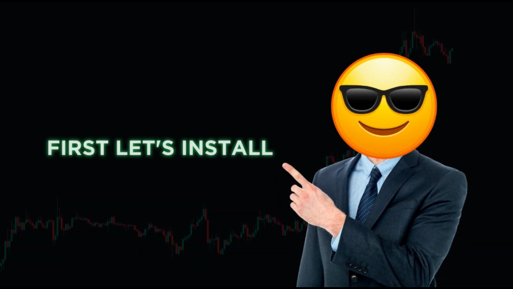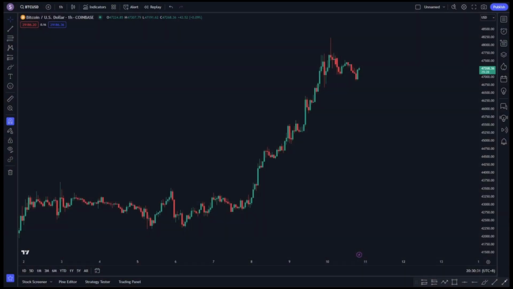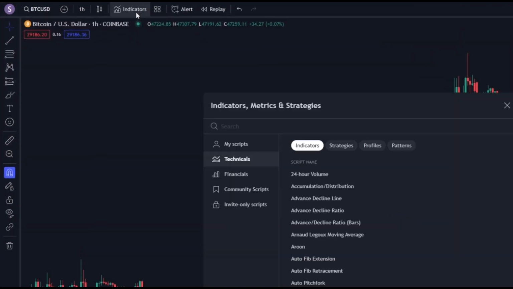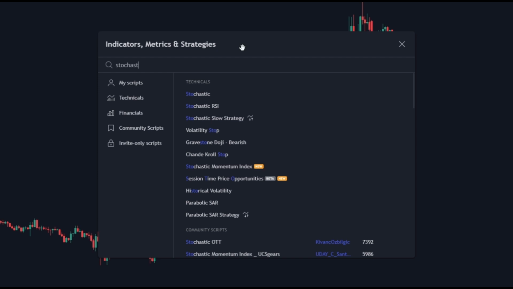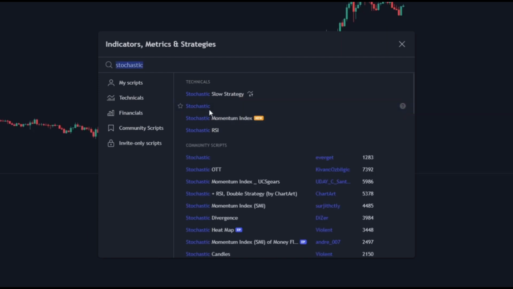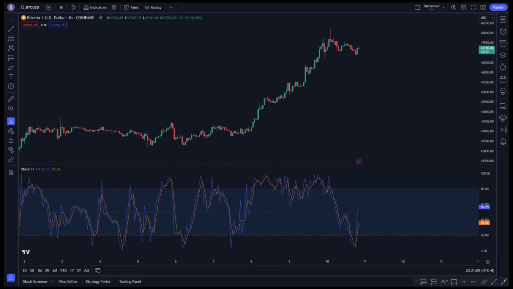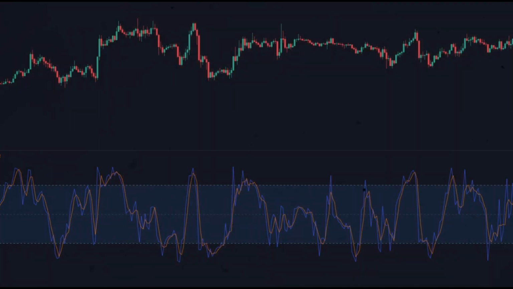First, let's install our stochastic indicator. We go to TradingView, then to the indicator section and type stochastic. Then the stochastic indicator will appear on your chart. The most common way to use stochastic is by waiting for crossovers in the areas above 80 and below 20.